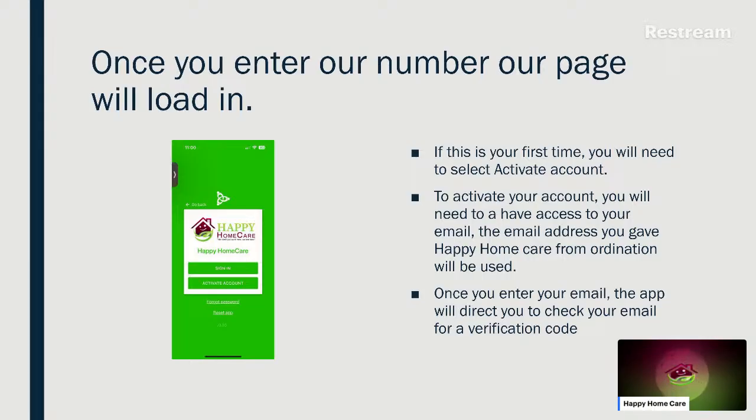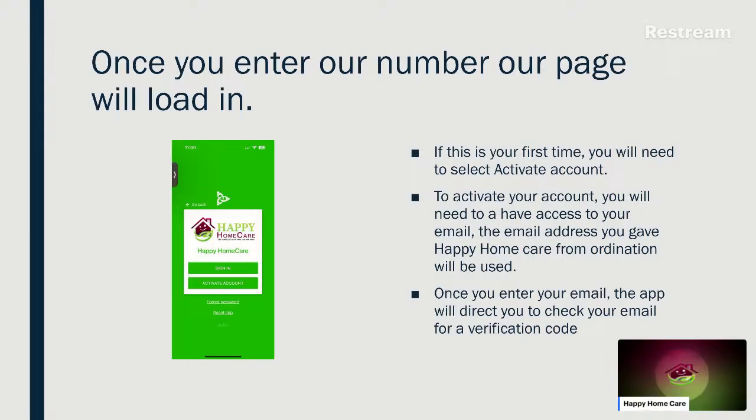The first step that we'll be doing today is going to activate an account. To activate your Happy Home Care Access Care account, you will need your email that you used during your application. That will be the email that we have on file and Access Care will be using to complete the following steps. When you hit activate account, a box will pop up to allow you to enter your email address. Please enter your email address and hit next.